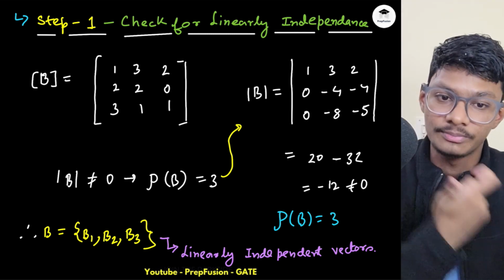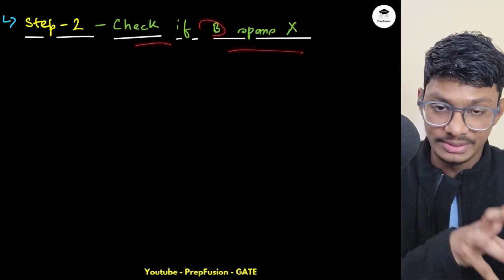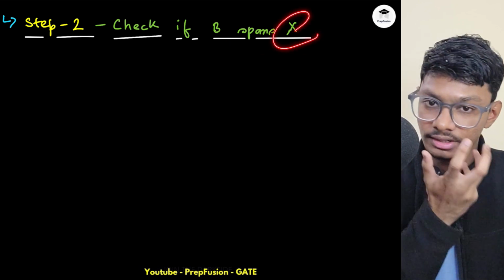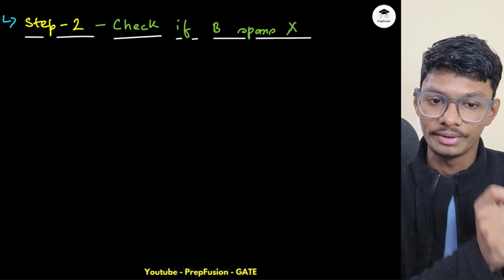Now we have to go to step 2. Now what is step 2? We have to check if B spans X. Basically, from all the linear combinations of B, can I find X? I can get back X with all the linear combinations of B.